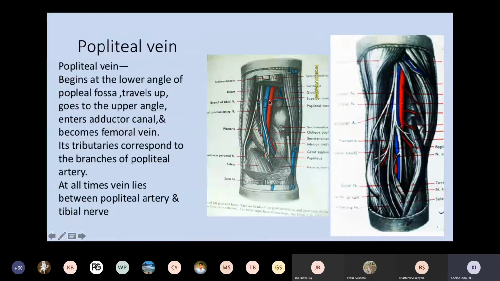Alright, its main tributaries are according with the branches of popliteal artery. So the popliteal artery gives rise to 5 genicular branches and some muscular branches. So these will be the 5 genicular veins, and the muscular veins will be the tributaries of the popliteal vein. In addition to that, it will receive short saphenous vein, which we will come to see later on. Alright, okay. So now this is enough as far as deep veins are concerned.